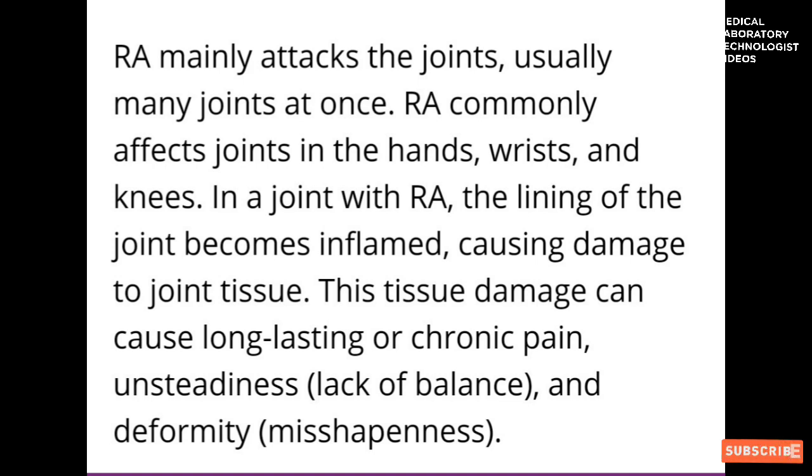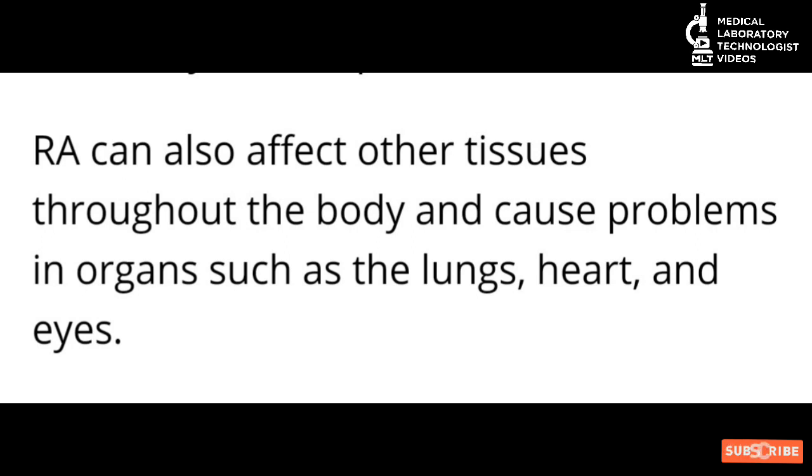So until now, what have we discussed about rheumatoid arthritis? Rheumatoid arthritis is an autoimmune and inflammatory disease. Why is it called an autoimmune disease? Because our immune system attacks the healthy cells of a part of our body. Which healthy cells does it attack? It attacks the joints, the lining of the joints. That causes inflammation of the joint tissues, and this tissue damage can cause a long-lasting effect.